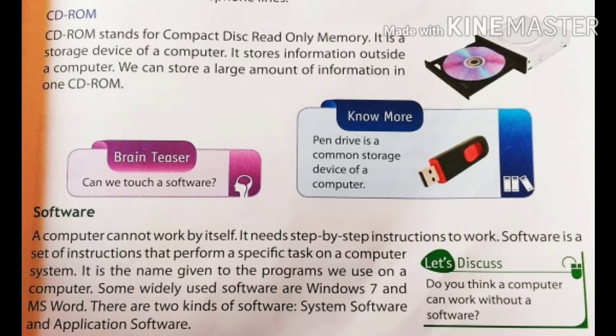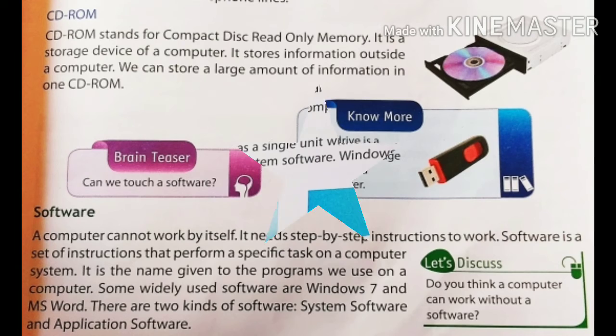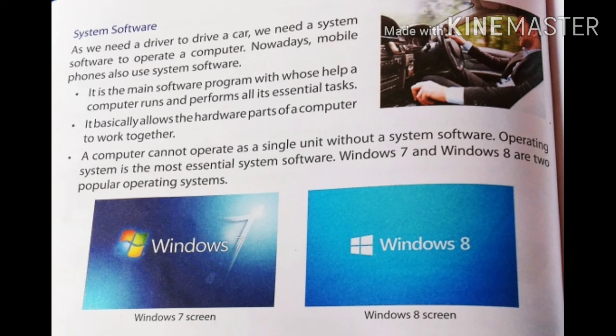Children, listen. What are the two types of software? Yes, system software and application software. Yes, very good. First one, system software. Children, listen. As we need a driver to drive a car, we need system software to operate a computer. Nowadays, mobile phones also use system software. System software is a main software program with whose help a computer runs and performs all its essential tasks.